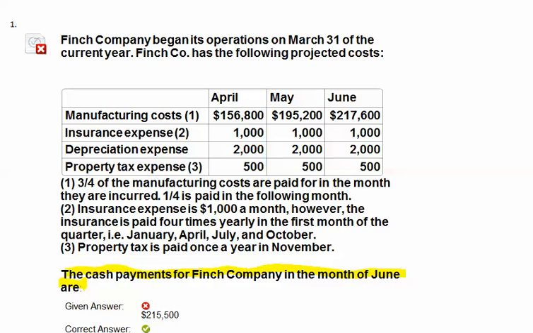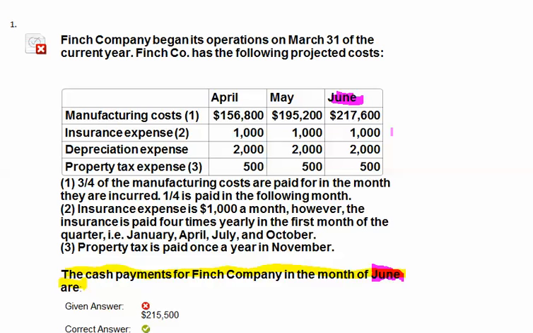So I'm going to take for the month of June. Okay, I'm going to be focusing there. So of course, there we have June. Now, let's read the rest of the question. Finch Company began its operations on March 31st of the current year. Finch Company has the following projected costs. We have costs for April, May, and June.